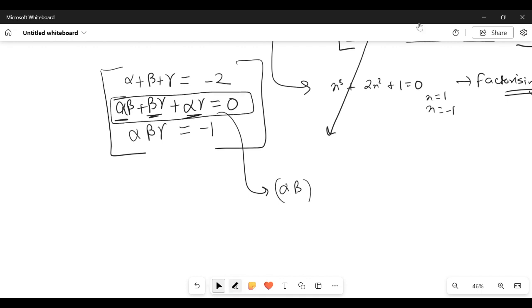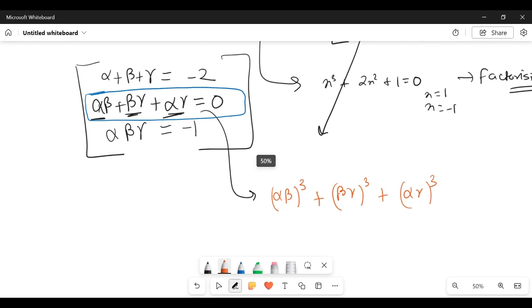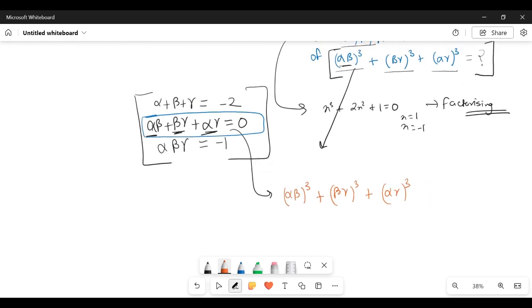Let me use some other color actually. I will simply undo and use this to highlight it, and let's use another color. So, alpha beta the whole cube plus beta gamma the whole cube plus alpha gamma the whole cube. If we want to cube this expression, then there would be some more extra terms, right? But can we relate it to this?